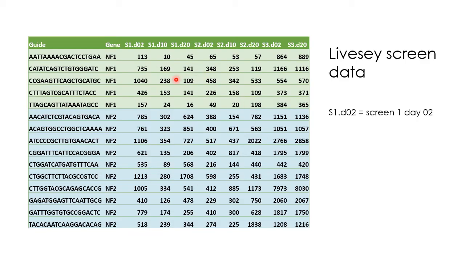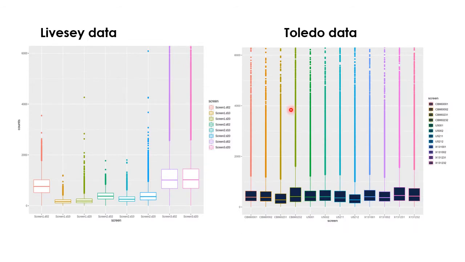This is the kind of data generated from the screen. These guides target NF1 and these NF2. S stands for the screen and D for the day. I use Toledo data as comparison throughout the project because these 8 screens conducted on neural stem cell lines CB660 and U5 are almost identical to our screens. And these are the guide count differences arising from non-uniform depth of sequencing.